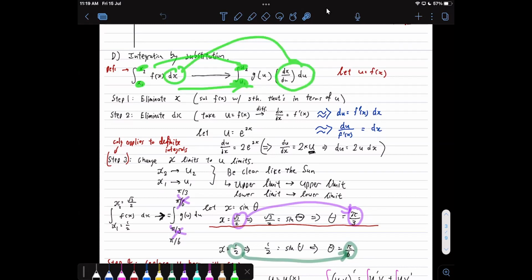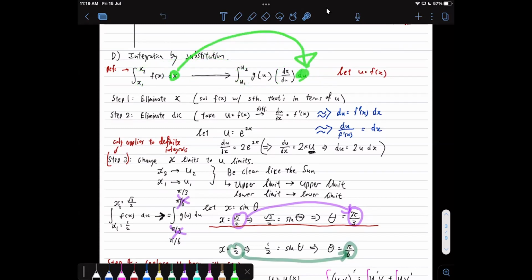Do you see that? Yeah. So it's now the du world. From dx, convert into the du world. Eliminate x, eliminate dx. That's your 2 steps. You didn't do step 2. Do you see that? You forgot to do step 2. Are we clear?